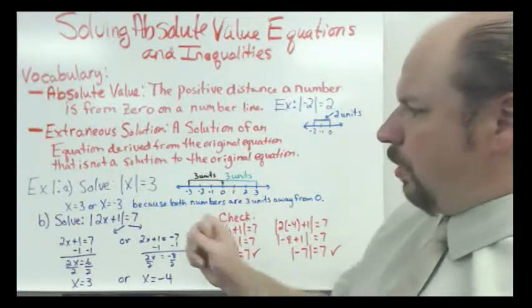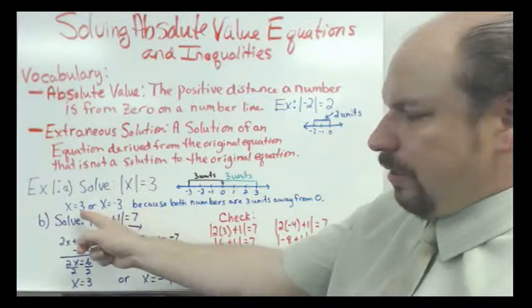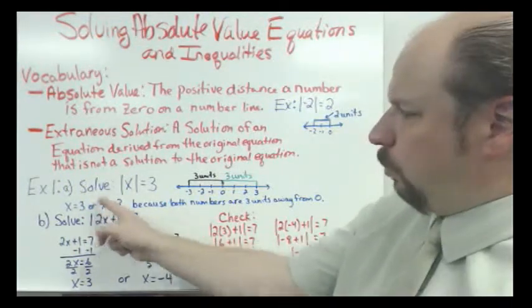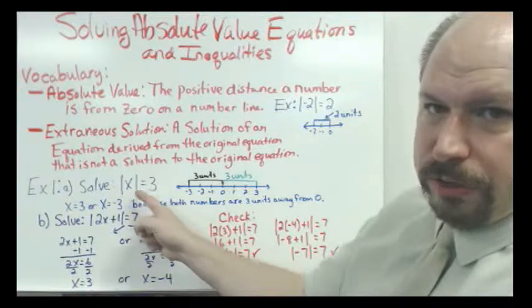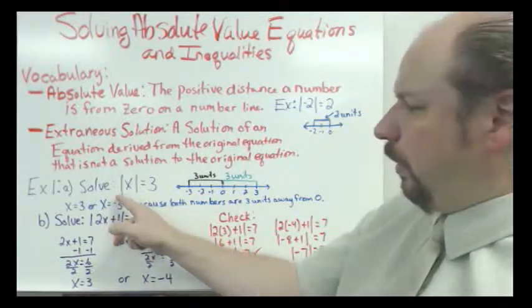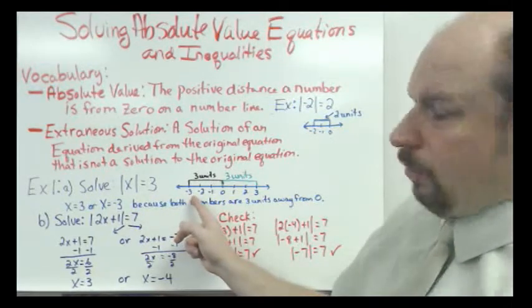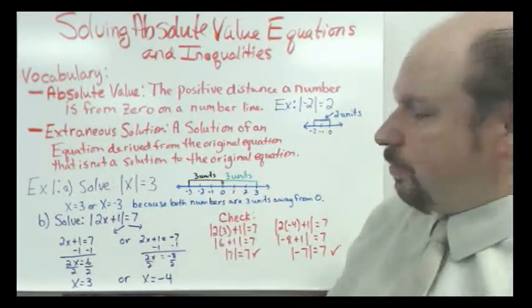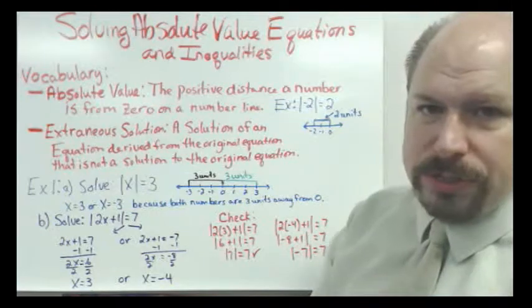And so when we write this, we could say that x is equal to positive or negative 3, because when we put in positive 3 here, the absolute value of positive 3 is 3. And the absolute value of negative 3, because it's 3 units away from 0, that distance is also 3. So we have two possible solutions here.